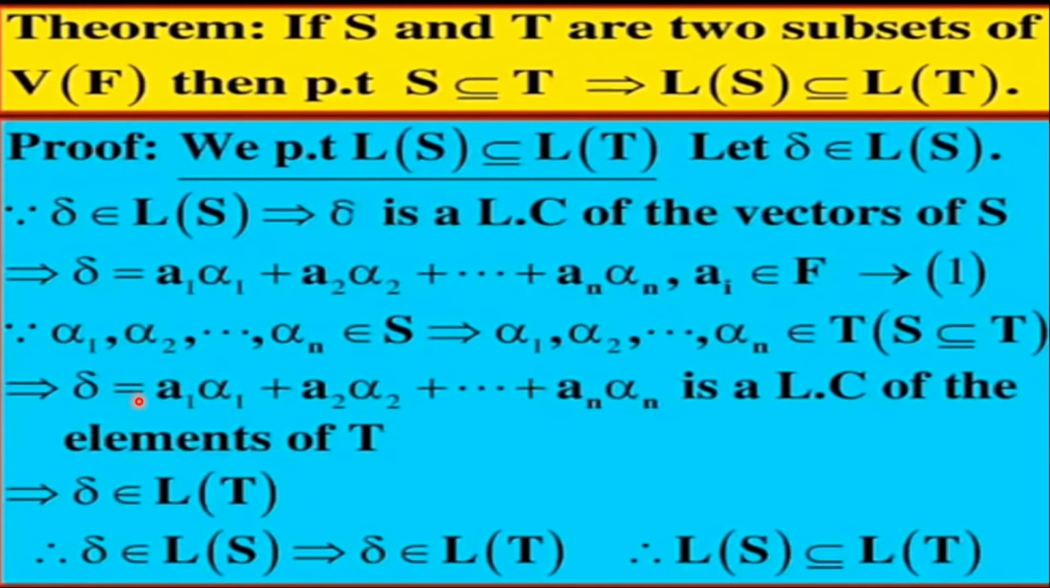That gives delta equal to a1 alpha 1 plus a2 alpha 2 and so on plus an alpha n is a linear combination of the elements of T. That gives delta is an element of L of T. So every element of L of S is an element of L of T. Therefore, L of S is a subset of L of T. Next theorem.